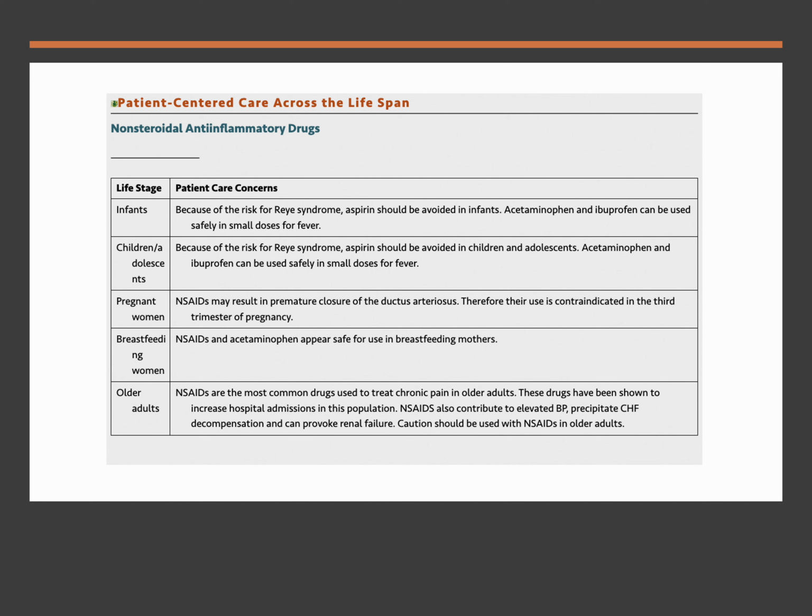And other adults that we're thinking about is our older population. NSAIDs, which are commonly used to treat pain in our older population, we also want to make sure that they understand the daily recommended dose. And we have seen that use of these drugs increase hospitalization, and they can contribute to elevated blood pressure. They can precipitate CHF decompensation and also provoke renal failure. So we want to use this drug class with extreme caution in our older population.